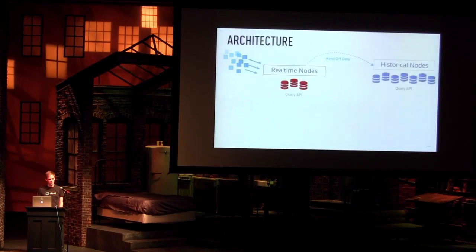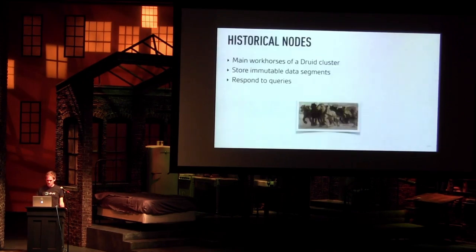The things they hand off to are called historical nodes. This is the second major node type in Druid. Historical nodes are the main workhorses of a Druid cluster. They store these immutable data segments. They don't accept any writes. They only do reads. They respond to read queries.